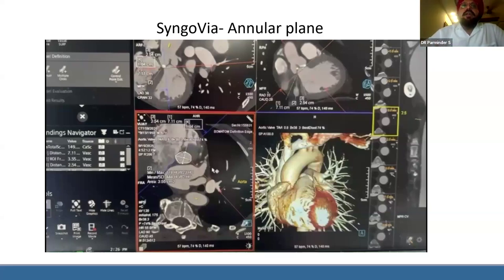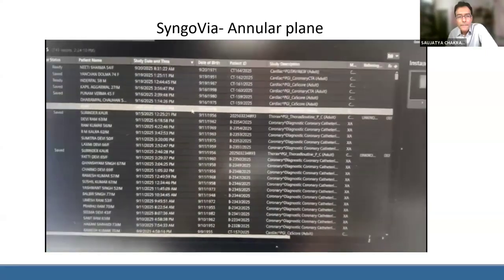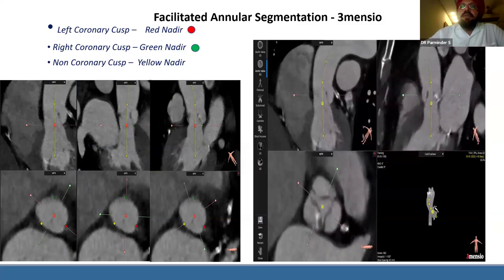So this is how we acquire using Syngo.via in Siemens software, which is free of cost, right? And then next is the automated. This is the same thing with Remensho, right?